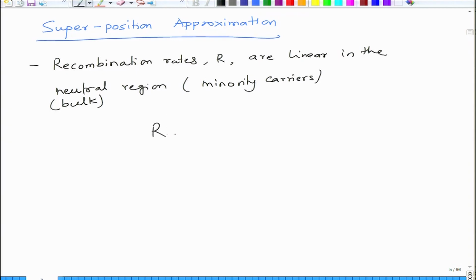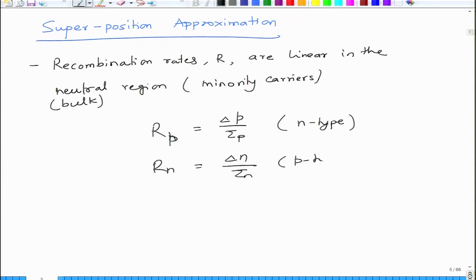So Rp is equal to delta p by tau p, in n type. And Rn would be equal to delta n by tau n, in p type. All right, this we have seen. So they are basically linear, they go as a linear function of delta p and delta n. And you might have presence of light, and you might have an applied potential. The effects produced by these two are decoupled.